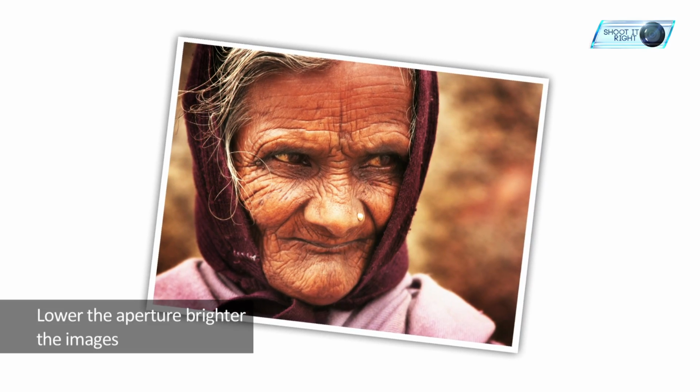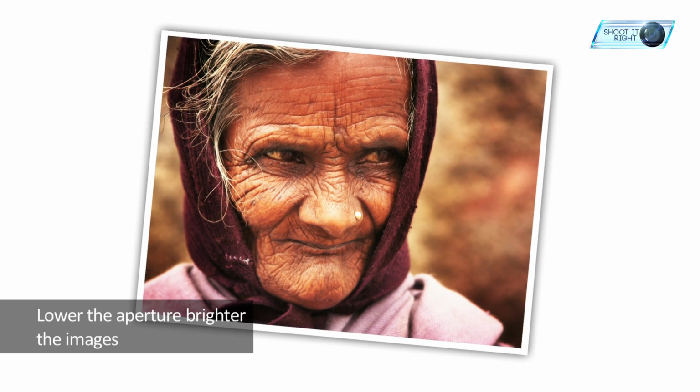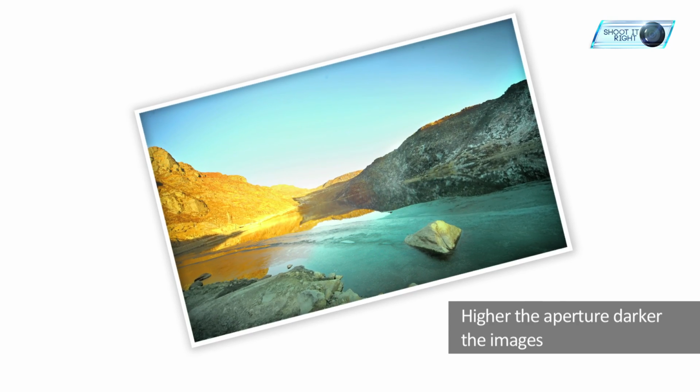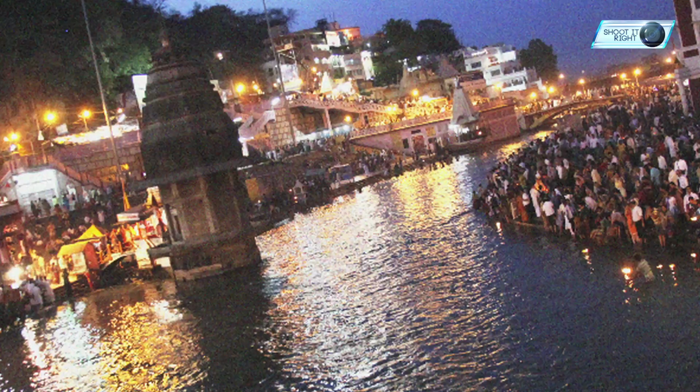So now let's set the aperture. Lower aperture number means more light, so you get shallow depth of field. Higher aperture number, you get less light, so you get deep depth of field. Lastly, select the ISO value to get the correct exposure.